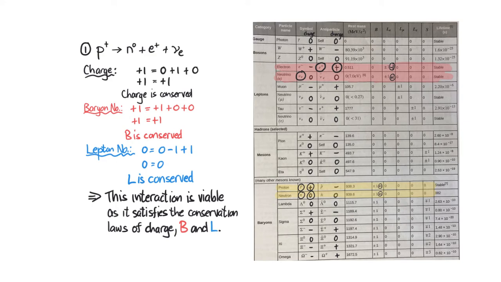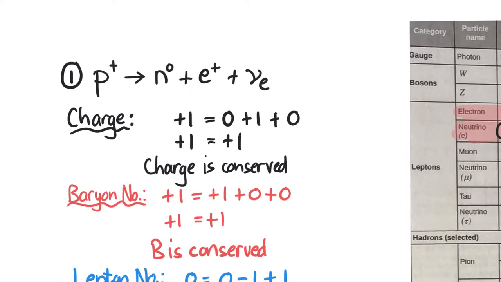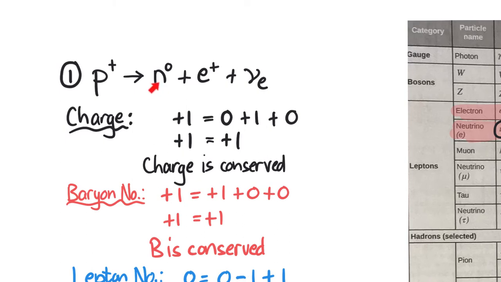So in this interaction, a proton is converted into a neutron plus a positron plus an electron neutrino. Now, looking at the charge, we see that the proton has a +1 charge, the neutron has a 0 charge, as does the electron neutrino, but the positron has a +1 charge, and so we see that it's +1 on the left-hand side, +1 on the right-hand side, and therefore charge is conserved.